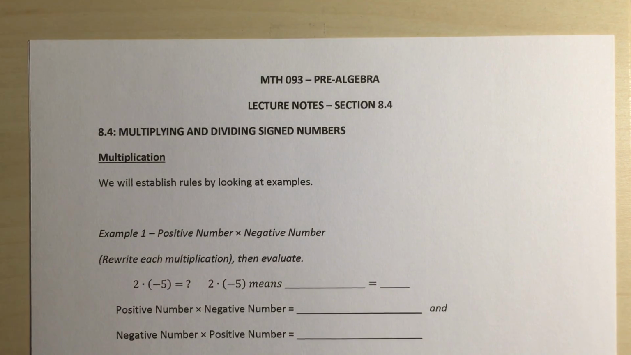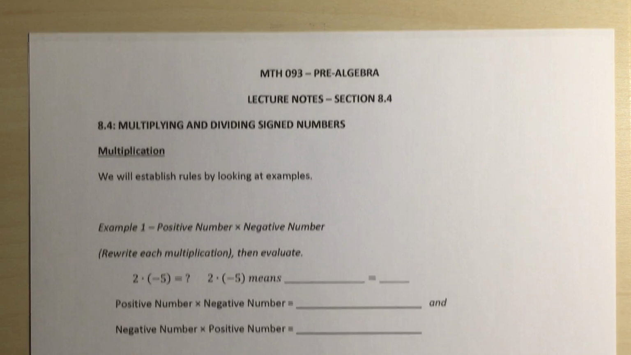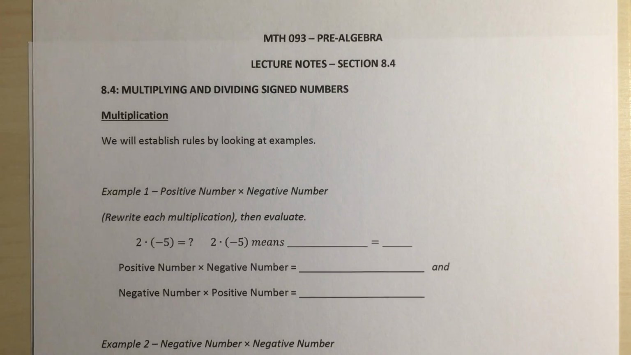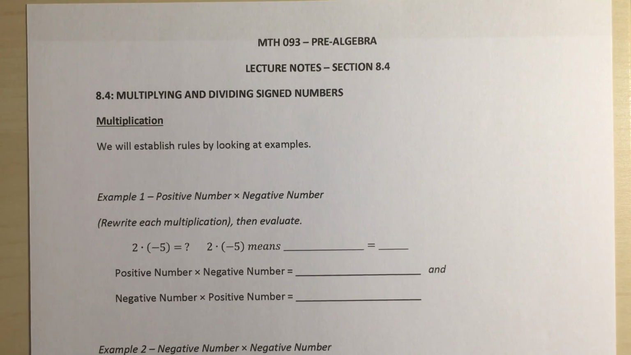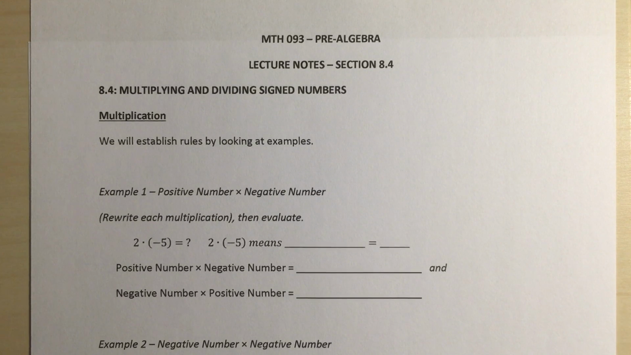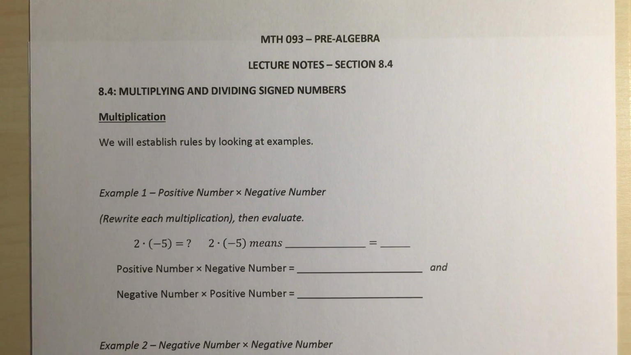Today we're going to finish up our discussion of our 4 basic operations on integers with multiplication and division. Like we did in the previous section, we're going to work through a couple of examples to come up with a set of general rules that we're going to use for multiplication. Looking at our first example, we're going to take a positive number times a negative number. We're going to rewrite our multiplication, and then we're going to evaluate our problem.